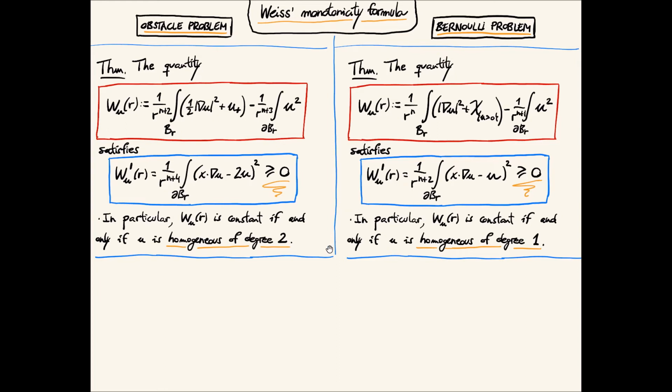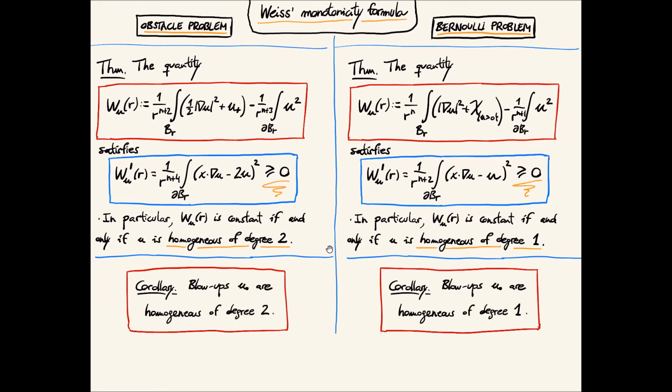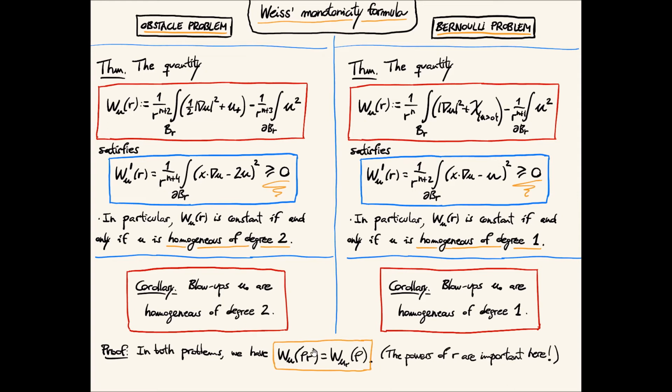Okay, and as a corollary, we get that blowups are homogeneous. So why is this? Basically, this is like a common proof in both problems. The quantity has some nice scale invariance. So what happens if I apply this monotone quantity, this quantity that I want to prove is monotone?